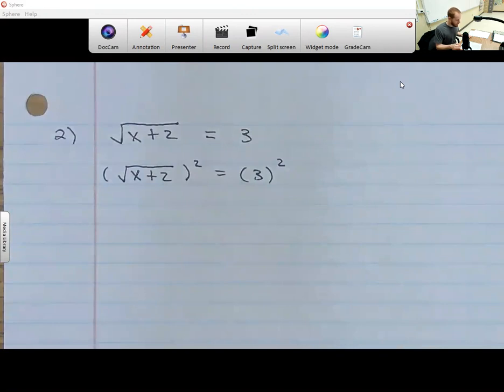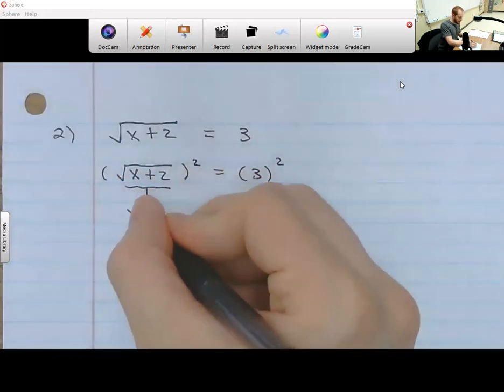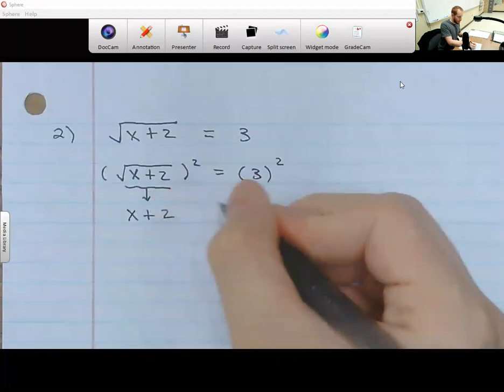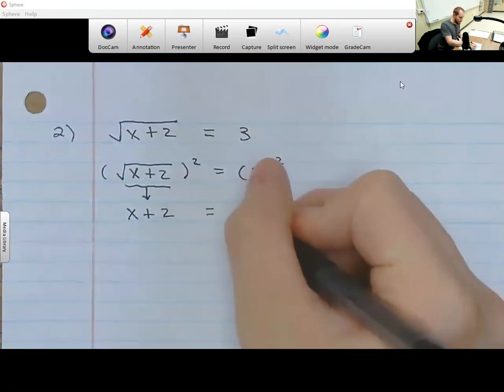So what happens on the left side? On the left side, the square root symbol and the square on the outside are going to cancel each other out. So whatever's on the inside right here is just going to come down the way it is. So x plus 2 is going to come in. And that's all that happens. Whatever's on the inside of the radical just comes out the way it is. Nothing has changed. Now, over here on the right side, I'm squaring 3, right? So what would 3 squared be? 3 times 3, that's going to give me 9.